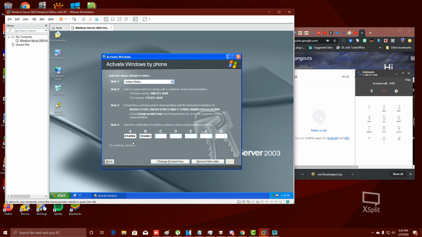Block C is 8, 7, 9, 4, 9, 6. Continue. Block D is 9, 4, 7, 7, 3, 6. Continue. Block E is 3, 3, 7, 6, 0, 0. Continue.